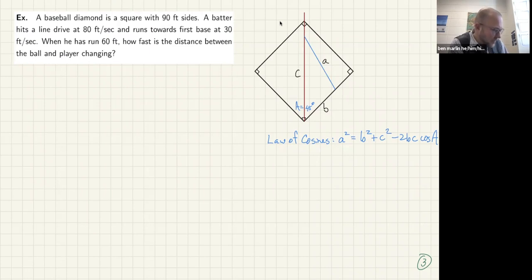So anyway, though, the baseball diamond is a square with 90 foot sides. A batter hits a line drive, and the line drive is going at 80 feet per second. And then he runs towards first base at 30 feet per second. And then we're going to ask a question about how fast the distance between him and the ball is changing.